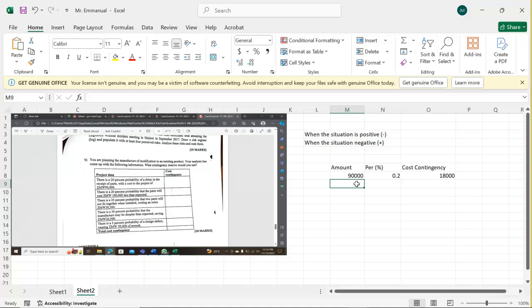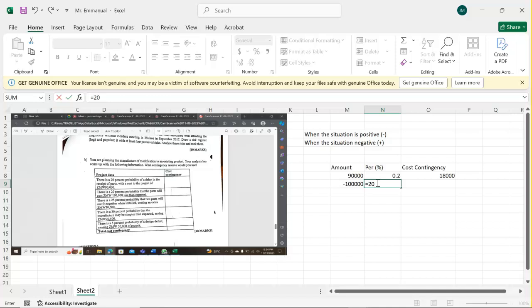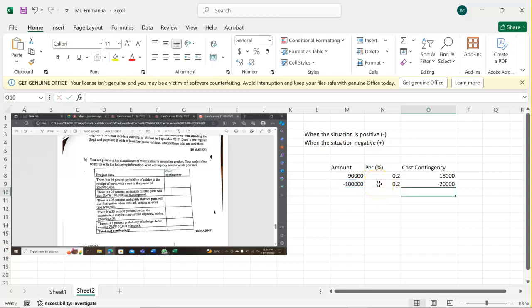The next one: there is a 20% probability that the parts will cost 100,000 less than expected. So there's a 20% chance that you're going to buy the parts and they will cost 100,000 less than expected. It's a positive situation. You're going to gain 100,000. So that number becomes a negative 100,000. Then the probability there is 20%, so it will be 20 over 100, which gives us 0.2. So we multiply that, which is giving us that number there.